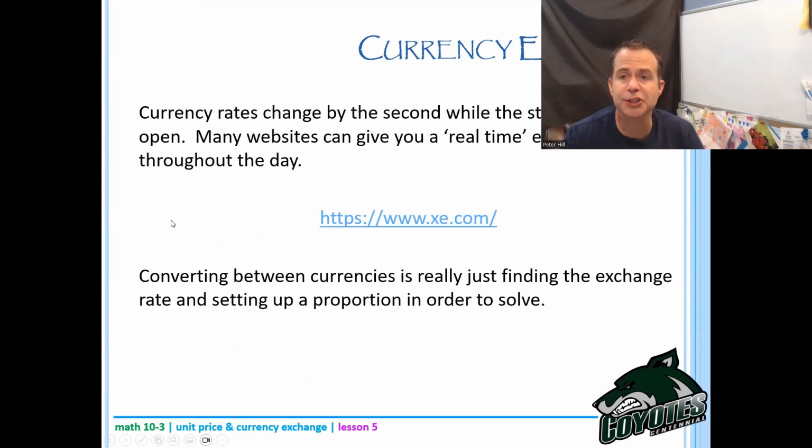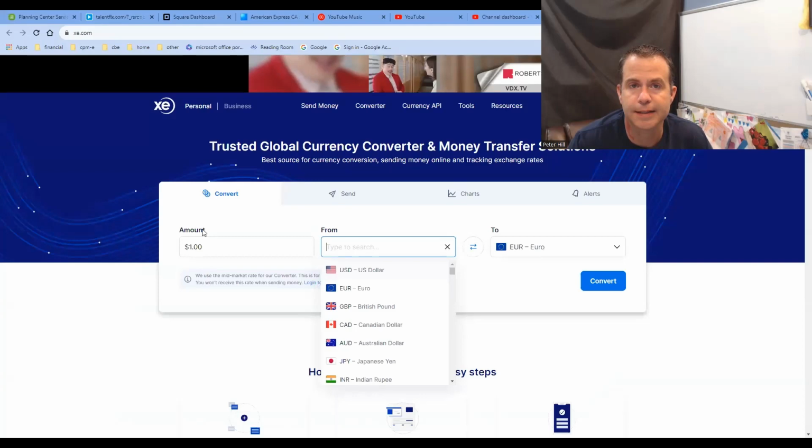Okay, currency rates change by the second while the stock market is open. Many websites will give you a real-time exchange rate throughout the day. Now I'm going to show you this one. This is xe.com. So just give me a second to change my screen. Okay, so I've taken you over to xe.com, and I've set it up.